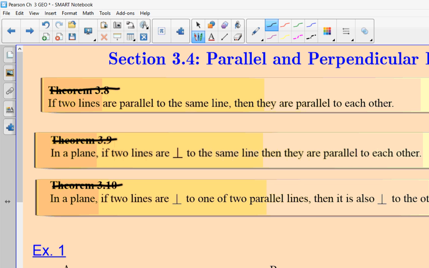If you want to think of it, it's kind of like a transitive property of some sort, that we already know, right?